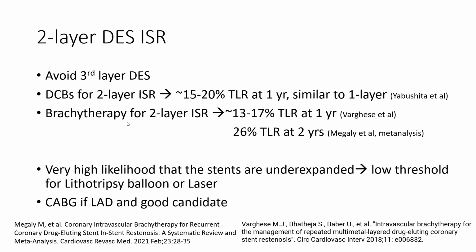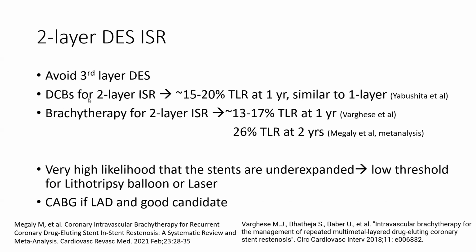Brachytherapy in the US, in centers where it's available, is a good alternative option for 2-layer in-stent restenosis, particularly recurrent in-stent restenosis despite DCB for 2-layer ISR. So when you do brachytherapy, it's similar to DCB, maybe a little better, around 15% TLR at 1 year and 26% TLR, target lesion revascularization, at 2 years.